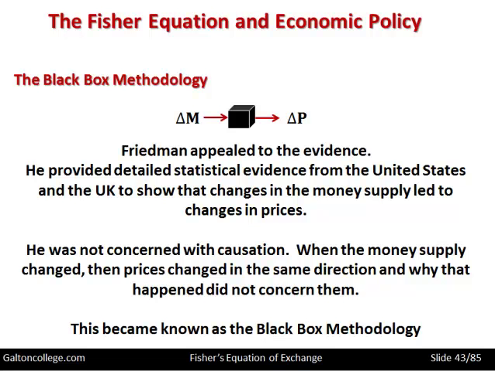He was not concerned with causation. When the money supply changed, then prices changed in the same direction, and why that happened did not really concern the monetarists. The fact is, it always happened. So it's the black box methodology. The evidence suggests it works. Why it works? Well, it just works. So it became known as the black box methodology. Now I'm simplifying this like crazy, but this seems to be the logic of the position that was taken.